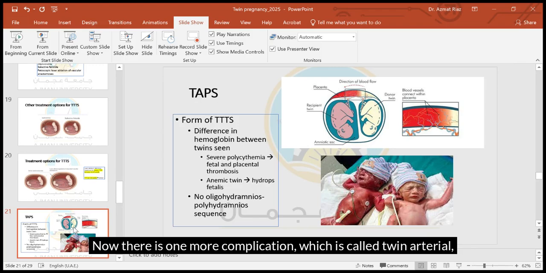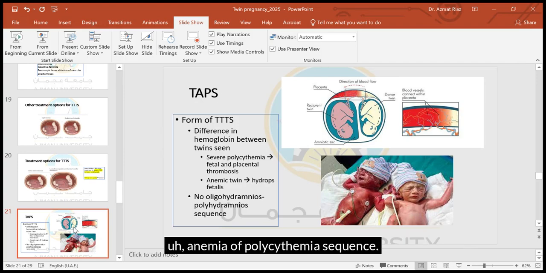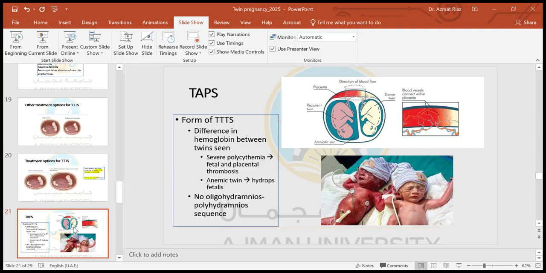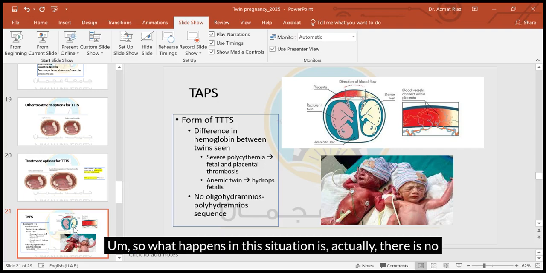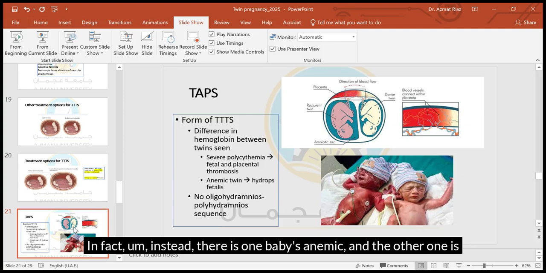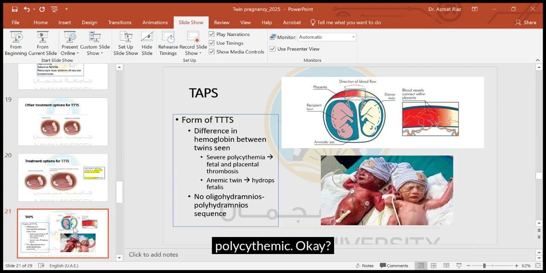Now there is one more complication which is called twin anemia polycythemia sequence. It's actually a type of twin to twin transfusion syndrome in the sense that there are vascular anastomoses present. But what happens in this situation is there is no polyhydramnios or oligohydramnios. Instead, one baby is anemic and the other one is polycythemic.